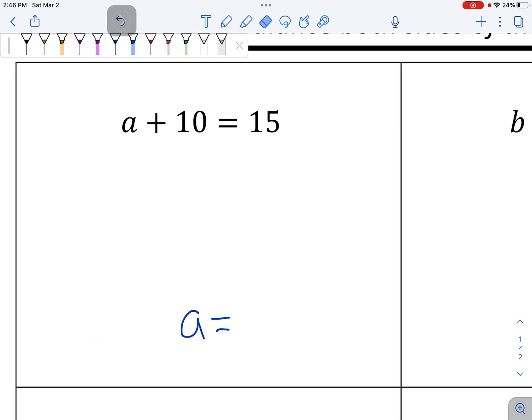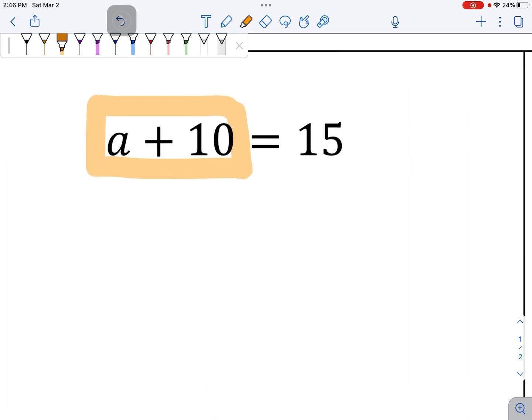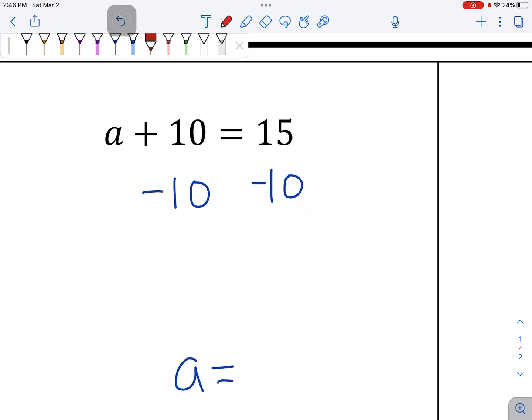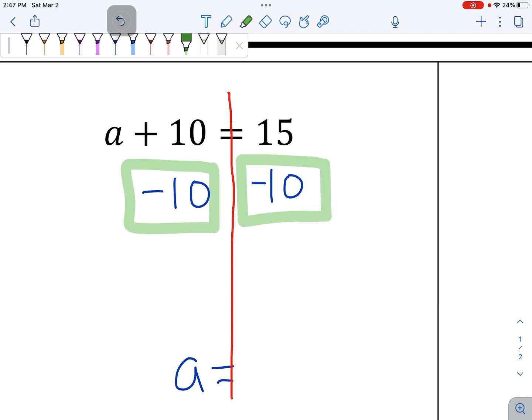To do that, we have to look at this entire side and say, A isn't by itself. So to get rid of the 10, I'm going to subtract 10 because 10 minus 10 is 0. So I'm going to minus 10 on the other side as well. Something I was taught to do when I was younger was to make a line going all the way through the equals. That way I can be sure that I do the same thing on both sides. See the minus 10 here and the minus 10 here? I can be sure that they're the same.